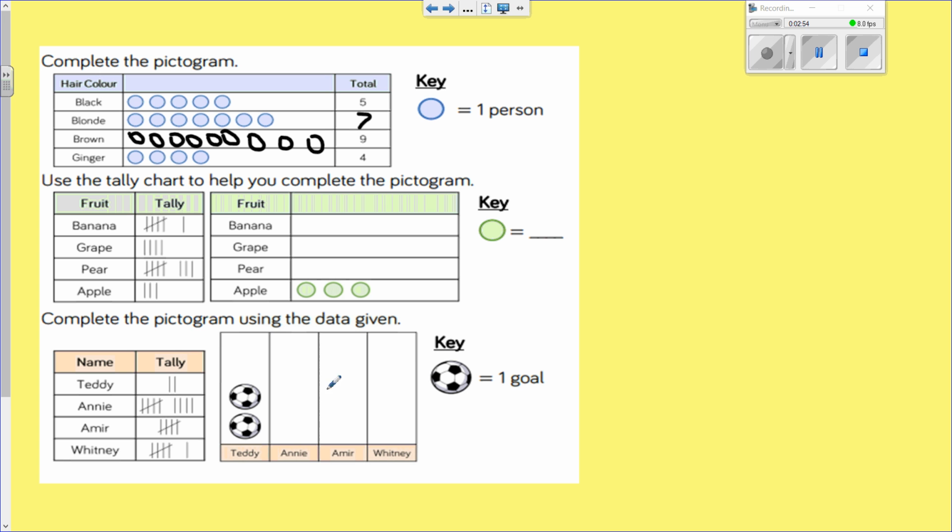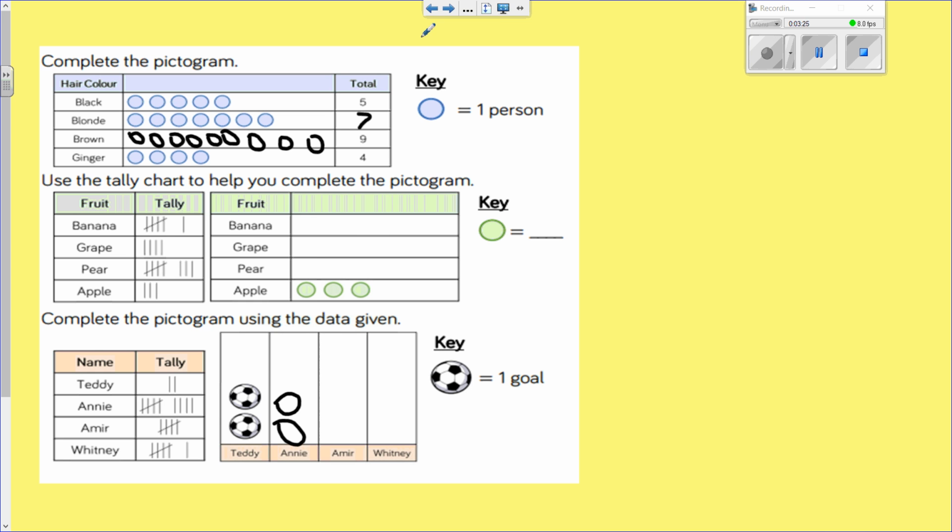Looking at the bottom then, this pictogram is different because these pictograms go across, okay? But this one doesn't go horizontal, it goes vertical. So this pictogram is actually going up. It could go down, but this one is going up. And a football is still going to be equal to 1. So we've got Teddy has 2 footballs. And then Annie would have 9 footballs because you could draw in the 9 and so on. So hopefully you've got the idea of pictograms.